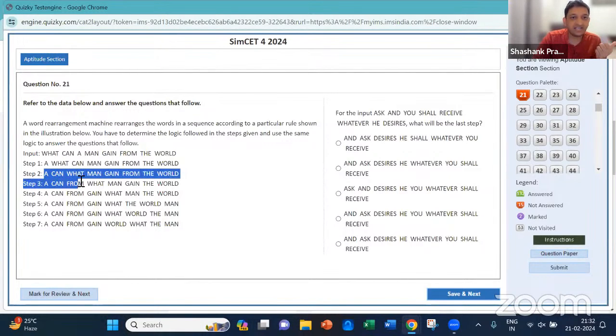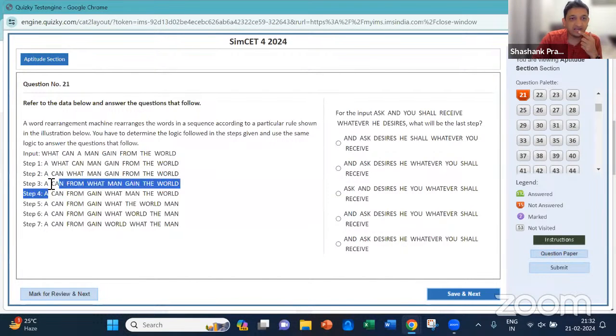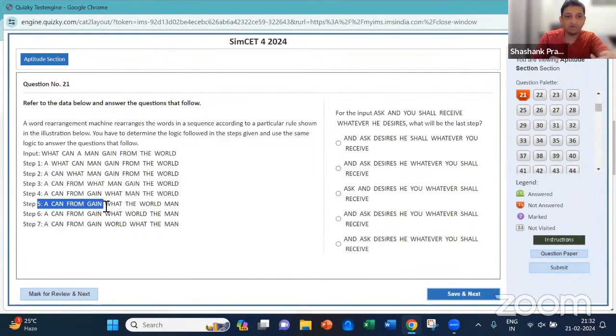अच्छा, तो can आ गया. A can what man gain from the world. A can from what man gain the world. A can from gain what man the world. A can from gain as it is, but man will go to the last. And then the will go to second last. अच्छा, oh, so first four get arranged first and the last four get arranged last.